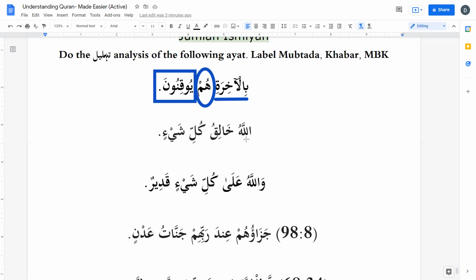Okay, next sentence. Allahu khaliqu kulli shay'in. Allahu is rafa with dhamma. So Allahu, ism jalala, first rafa ism, which is also proper, so it's a mubtada. Then second rafa ism, we know that khabar is also rafa. So second rafa ism is khabar.